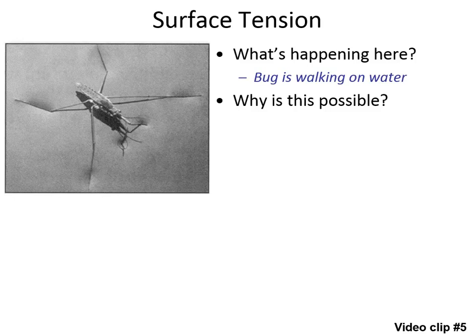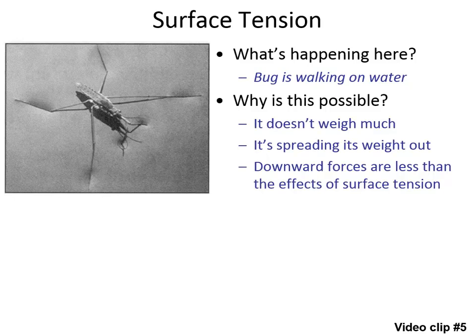So surface tension, this attraction, allows for the bug to be walking on water. It happens because the bug doesn't weigh much. It's spreading out its weight, and the downward forces of the bug spreading out its weight over a relatively large area are less than the effects of surface tension. The surface tension is wanting to keep the water together, and so it's resisting anything from penetrating the membrane, that same membrane that we saw surrounding the pennies.